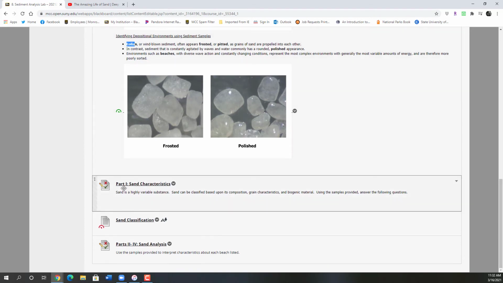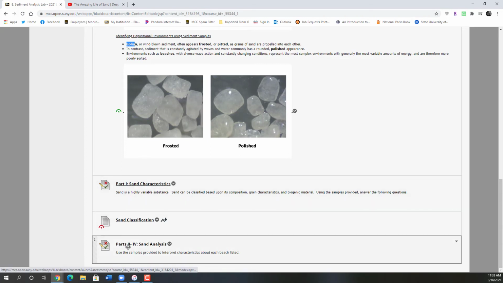So the first thing you're going to do is part one here. You're going to look at a variety of sand samples and you're going to answer some questions based on the criteria that we just talked about. What are the agents of erosion? What are the characteristics of the sand? And what does that tell you about its distance from the source area? Then you're going to open this document here called Sand Classification and use that to do parts 2 through 4.